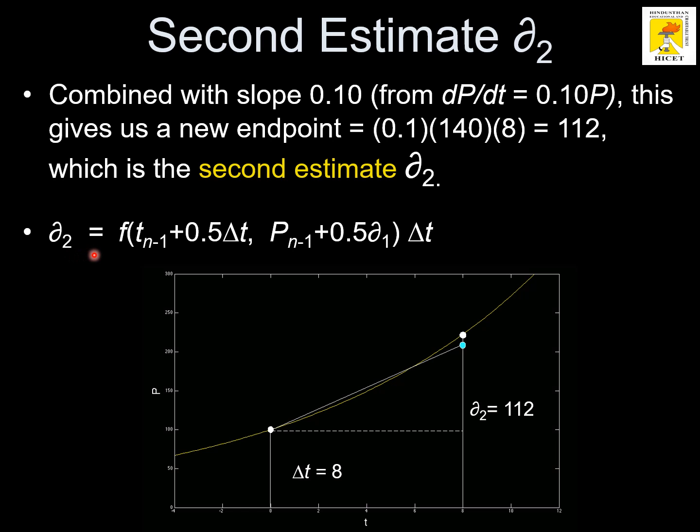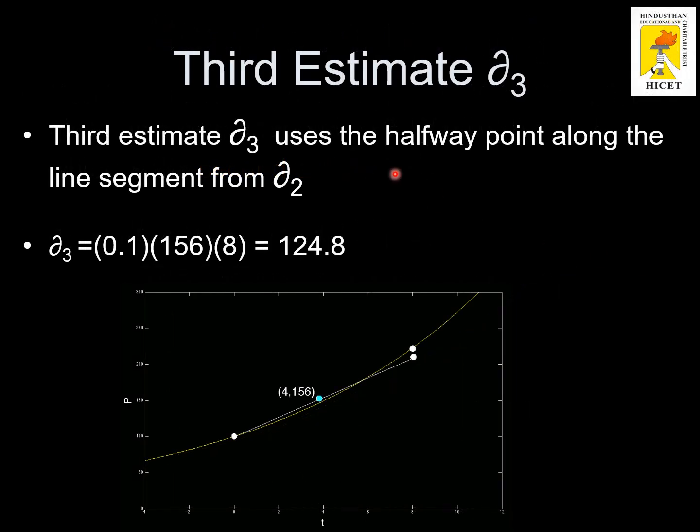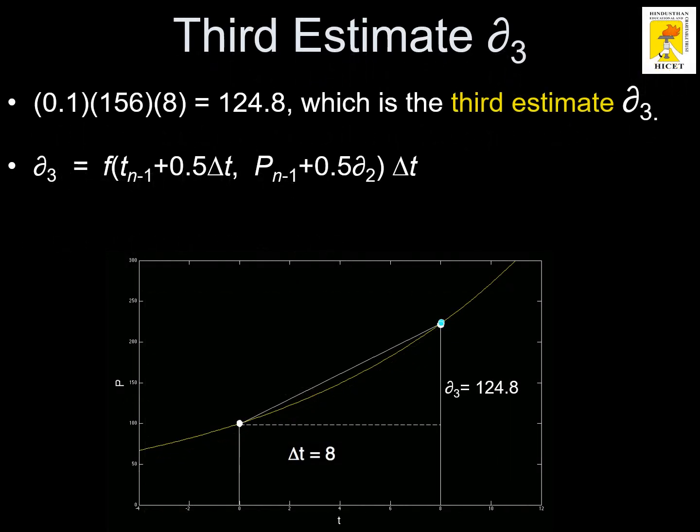And dou 2 is obtained as function of Tn minus 1 plus 0.5 into delta t, comma Pn minus 1 plus 0.5 into dou 1 into delta t. Here delta t is 8. The third estimate, dou 3, uses the halfway point along the line segment from dou 2. That is dou 3 equal to 0.1 into 156 into 8, that is 124.8. So it is obtained from 4, 156. It is represented here. The third estimate dou 3 is 124.8.